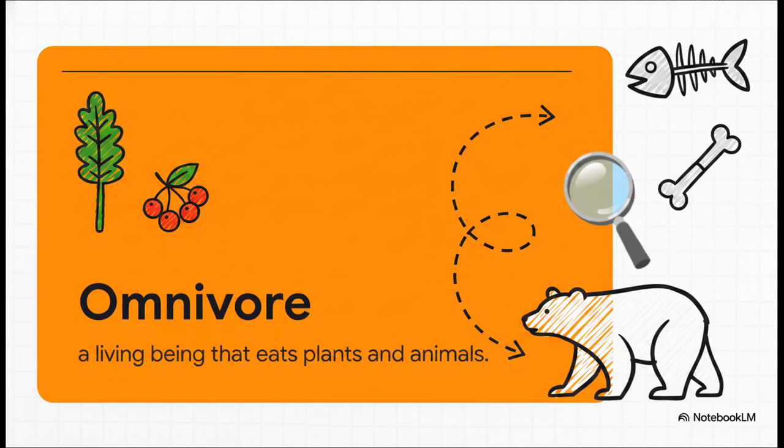Moving right along to dietary survival, we have the term omnivore. An omnivore is a living being that eats both plants and animals. Honestly, it's kind of the ultimate evolutionary advantage. Instead of being completely restricted to grazing on leaves or exclusively hunting prey, an omnivore survives by adapting to whatever food source happens to be available. It is a fantastic word to have in your vocabulary arsenal because it perfectly encapsulates this idea of biological flexibility and survival through a varied diet.